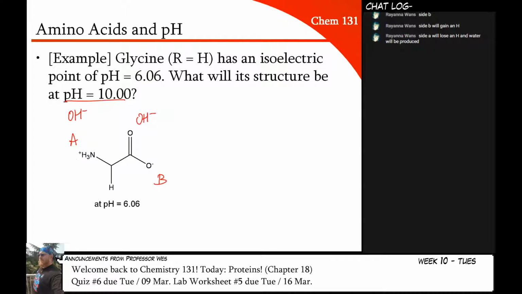Side A will lose one of these H pluses to make a water. We don't really care about the water, but it's neat to know that that happens. And when it does, the left side, the amine side, will be unprotonated. The right side will remain the same because there just isn't enough H plus in the solution to find our carboxylate again.